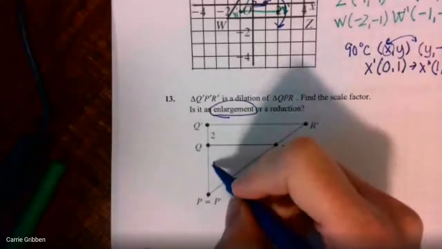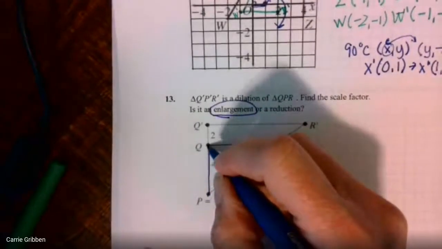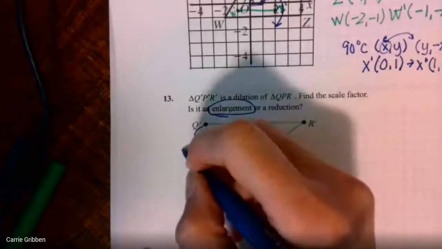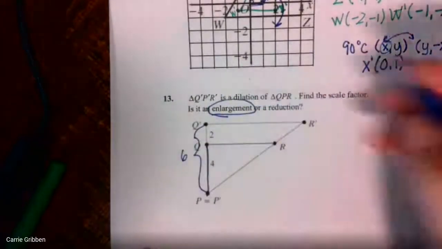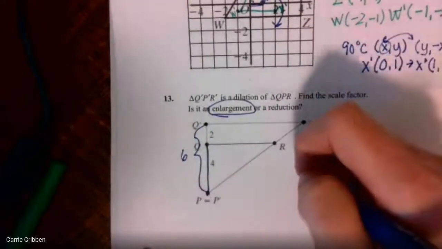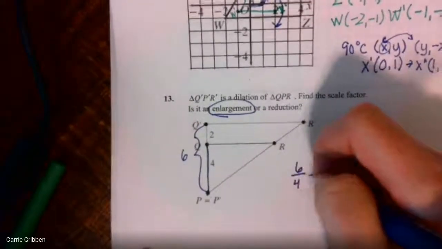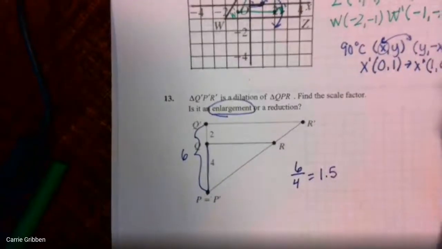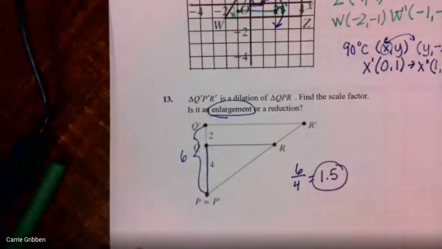So when I look at it, the original length of it was 4, but now remember the new length is not 2, it's actually 6. So when I think about what the scale factor is, it would be 6 divided by 4, which is 1.5. So it's 1.5 times bigger. Okay, so that's all I had to do for that one. Pretty easy. Okay.